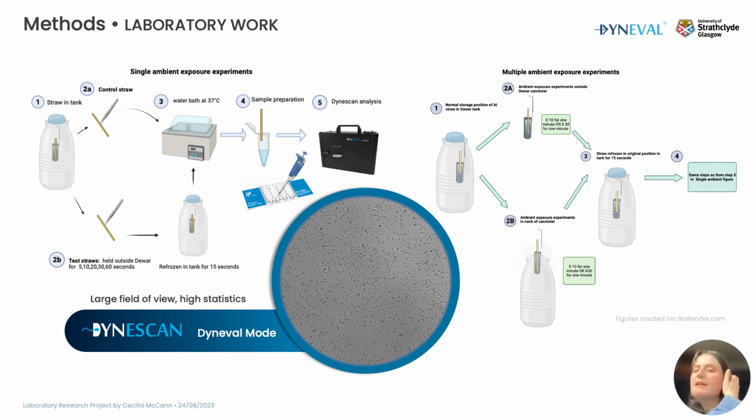Then for the multiple ambient exposures, this shows the straw's usual position within the tank again in step 1, and we then did a pilot study where the straw was held in the goblet outside of the dewar canister, shown in 2a, for first just a single cycle of 1 minute or 2 minutes. And then after this, we looked at increasing this number of ambient exposures.